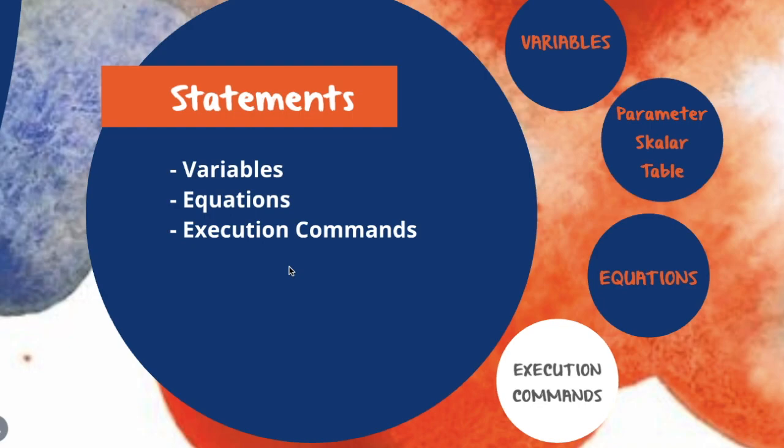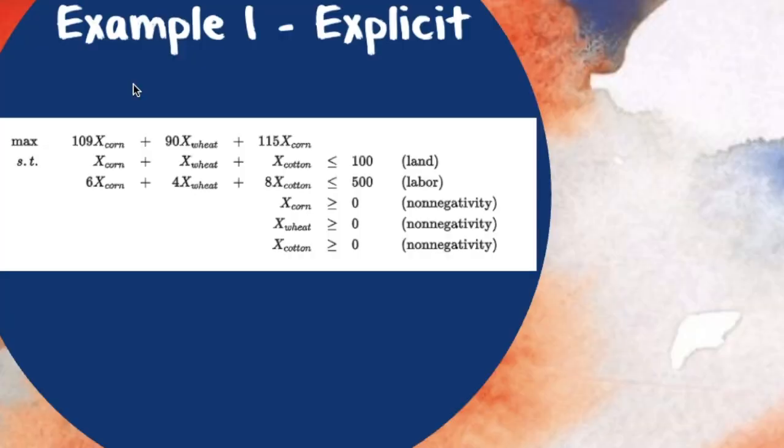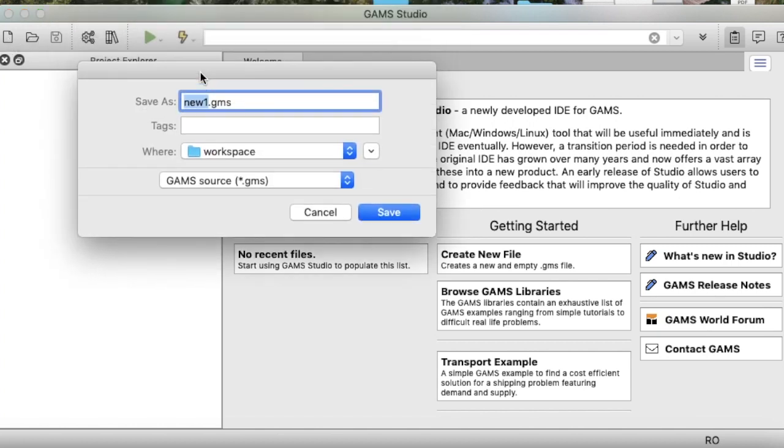Now let's take a look at an example. As you see here, this is an explicit form of the model, and we will try to convert this model into GAMS language. Let's do that. I will write this model in my notebook so that I can remember the coefficients. Now, if you open GAMS Studio, you will see an interface like this, and we should create a new file. I will name it example 1.